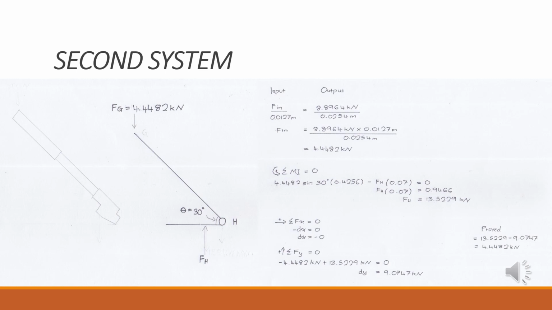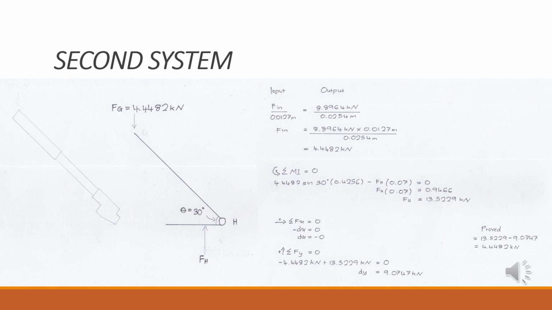Then I calculated the moment. 4.4482 sin 30 degrees times 0.4256 minus FH, whose value is not included, times the distance from FH to I, which is 0.07, equals 0. Making FH the reference, I got the answer 13.5229 kilonewton for the moment.